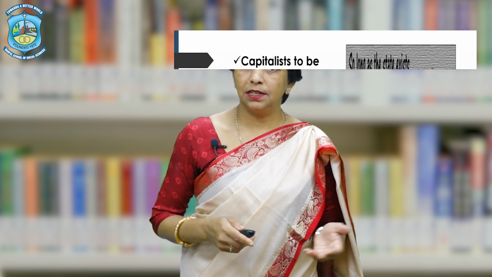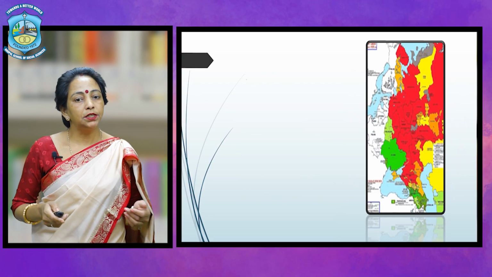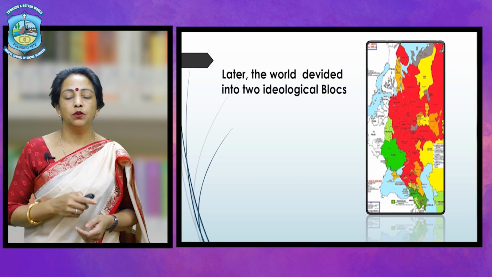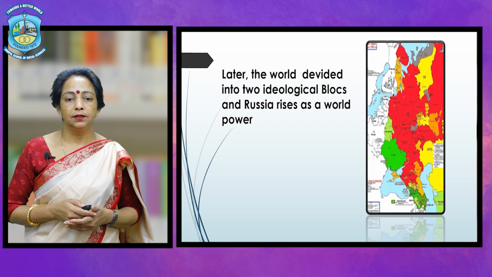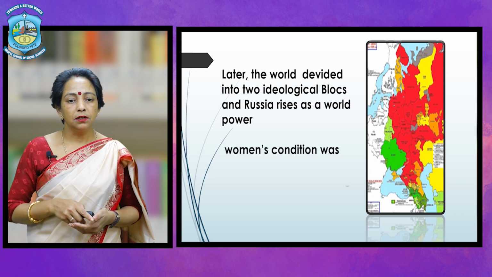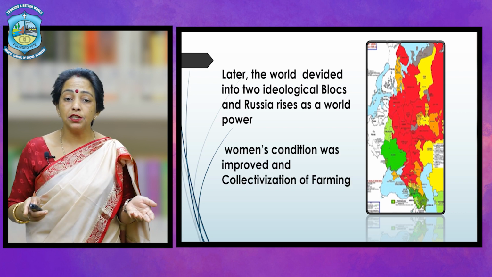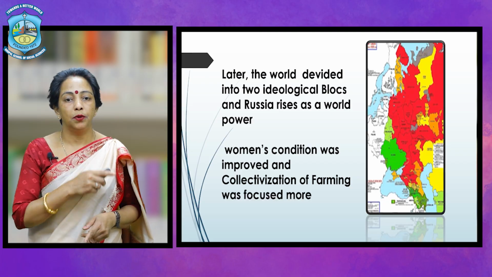One quotation said by Lenin: "So long as the state exists, there is no freedom. When there is freedom, there will be no state." Later, the world divided into two ideological blocks and Russia rose as a world power. Women's condition improved and collectivization of farming was focused on more.